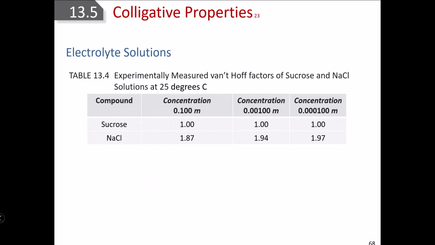All right, so experimentally measured Van't Hoff factors for sucrose. What this is showing is as the concentration is less and less, the measured Van't Hoff factor is closer to what we would calculate. All right. So sodium chloride, when it's more concentrated, we should get 2, right? That's the calculated. It's 1.87. But as we get a more and more dilute solution, that means a lot more solvent, a lot less solute, we approach the calculated value. So that's what that's saying there.